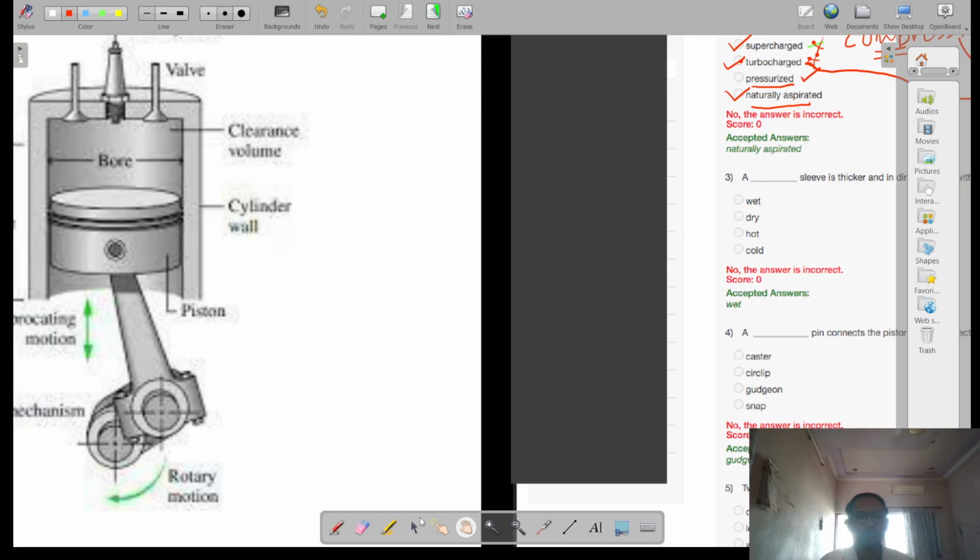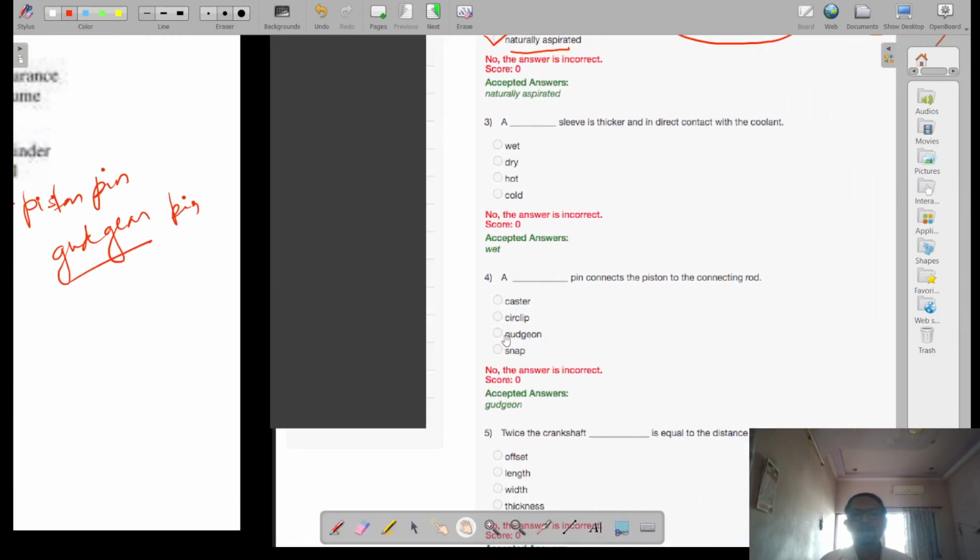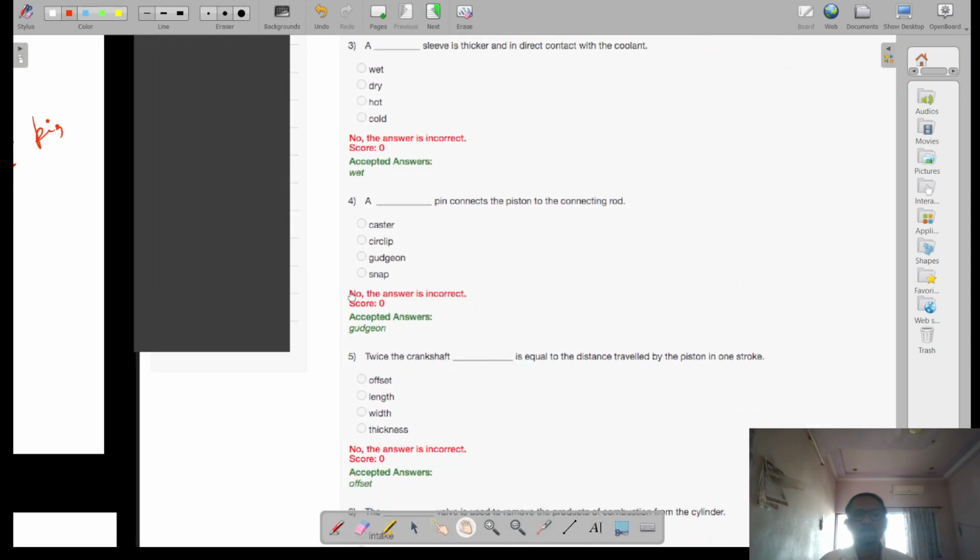इसको हम क्या बोलते हैं? हम इसको piston pin भी बोलते हैं. We call this a piston pin. This is also called a gudgeon pin. So what we find here, your answer is the gudgeon pin.